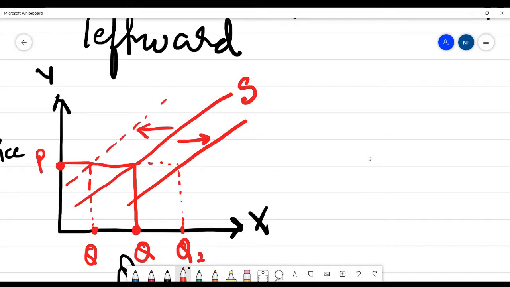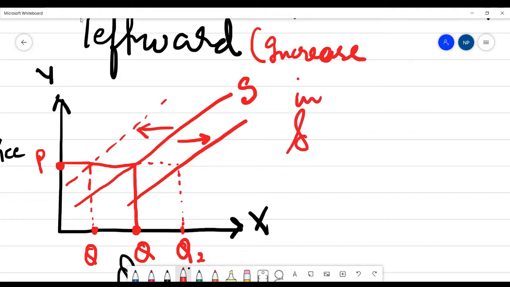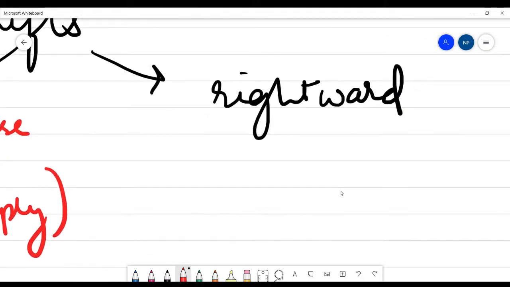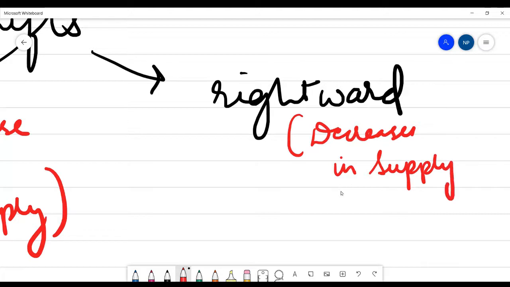Now, based on these two phenomena, leftward shift is known as decrease in supply, and the rightward shift, the supply curve which is shifting right side, is known as increase in supply. Now let us understand with the help of a diagram and a table how increase in supply takes place and how decrease in supply takes place.